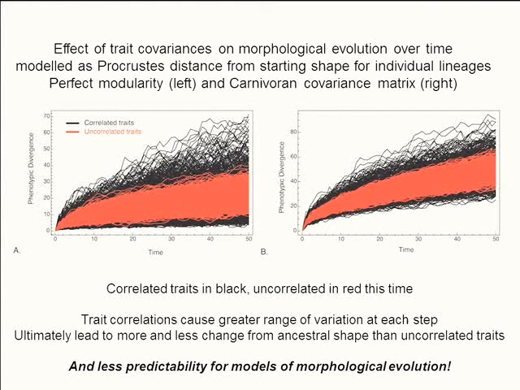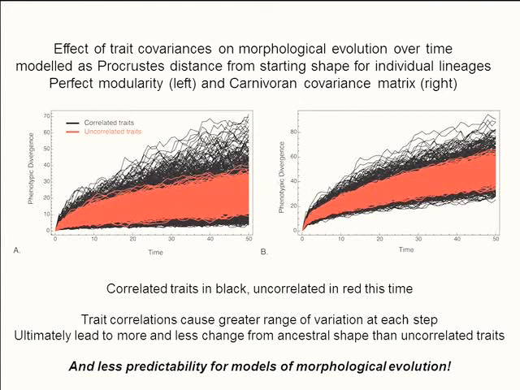And we can also plot this against time to try and better understand what the effect of trait covariances will be in the evolution of a clade. In this case, the colors are swapped: the uncorrelated traits are in red now, and the correlated traits are in black. And what we see is that each change for the correlated traits actually tends to have a larger range than what we see in the uncorrelated traits.